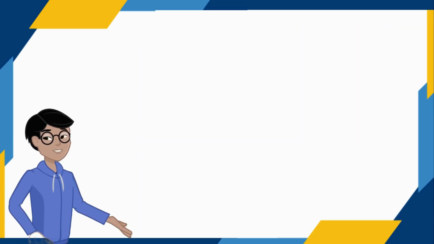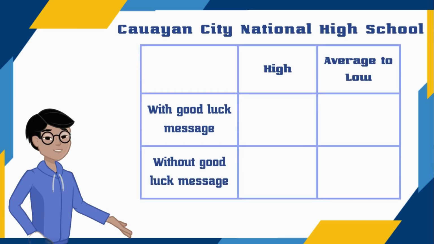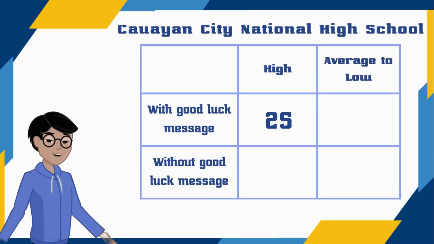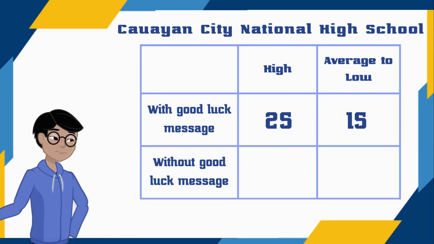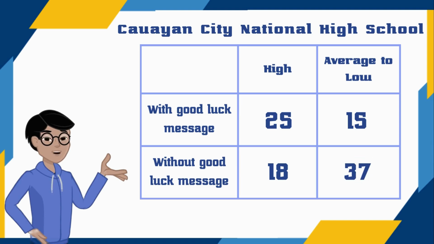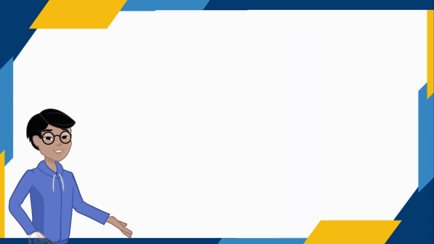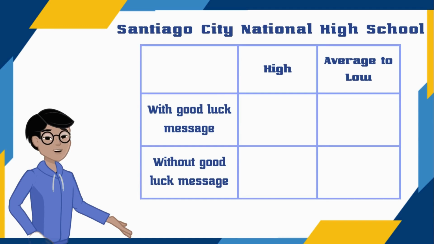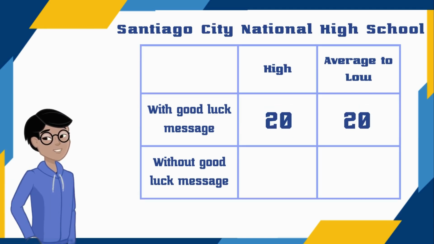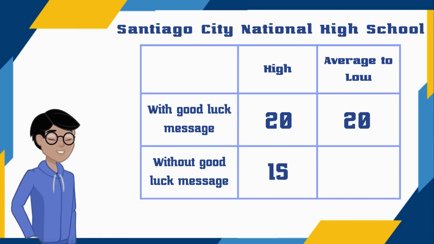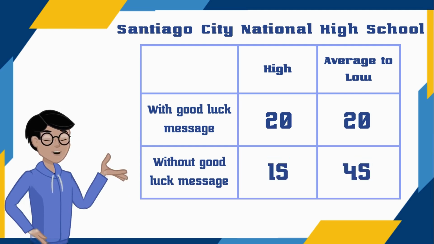At Cochran City National High School, 25 students with a good luck message scored high and 15 scored average to low, while those without a message included 18 high scorers and 37 in the average to low group. In Santiago City National High School, 20 students who got a message scored high and 20 scored average to low, while among those who did not receive a message, 15 scored high and 45 scored average to low.